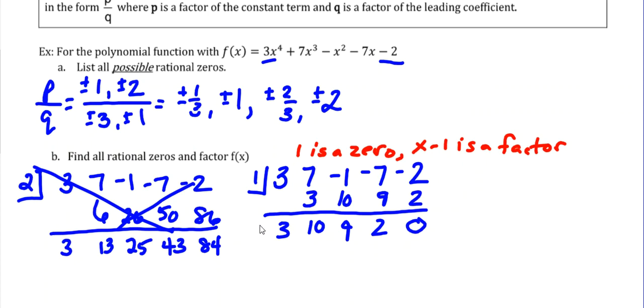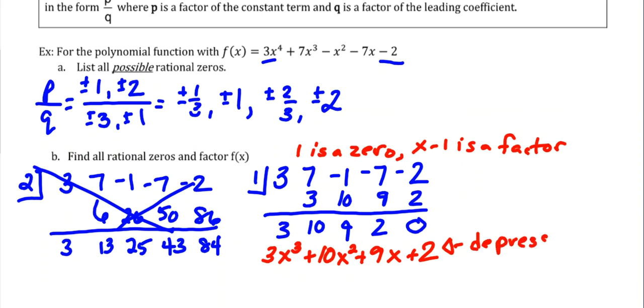When I divide by x minus 1, I am left with 3x^3 + 10x^2 + 9x + 2. This is called my depressed polynomial. It is the smaller polynomial I get after I divide. I need to keep working on this. I need to find another 0, and I need to test again.